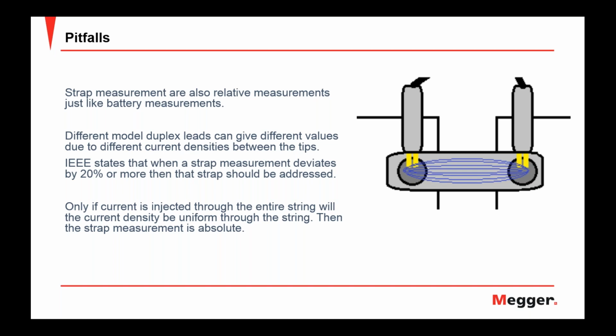Now, if I have a system that injects current through the entire string, and I'm taking measurements on the posts, then the readings will be absolute because I have a uniform current density going through the entire string. So basically, if I'm going to be using this type of setup with duplex leads, I want to always make sure I'm comparing it based on 20% of the previous reading or 20% of the string average. Okay. If I'm injecting current through the entire string, I can really go on absolute values.